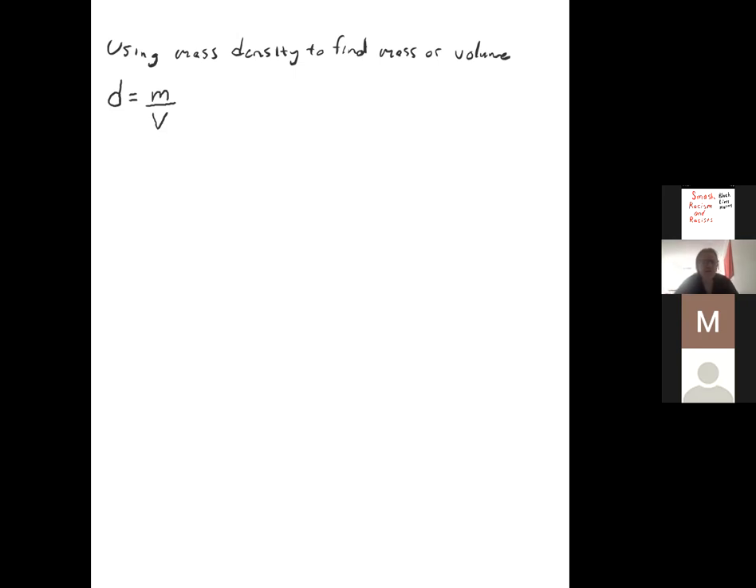So let's take a look at this problem. It says that a chemistry student needs 45.0 milliliters of chloroform for an experiment. And by consulting the CRC Handbook of Chemistry and Physics, that's a kind of famous book that people use to look up values, the student discovers that the density is 1.48 grams per centimeter cubed. Calculate the mass of the chloroform.